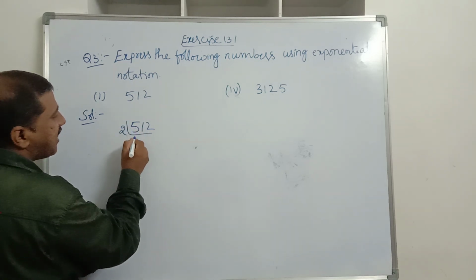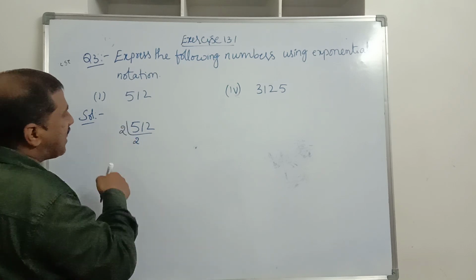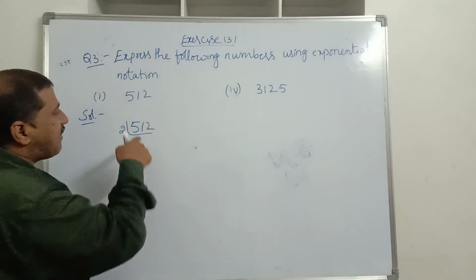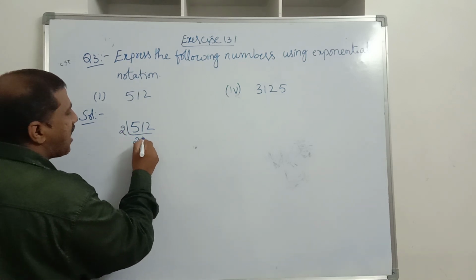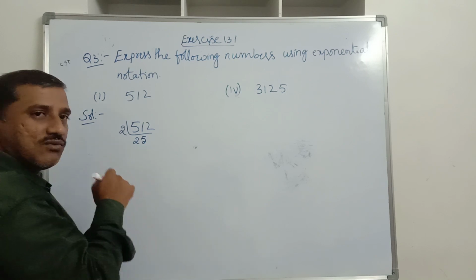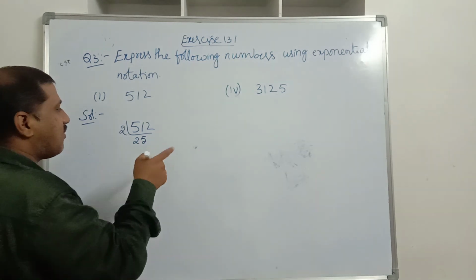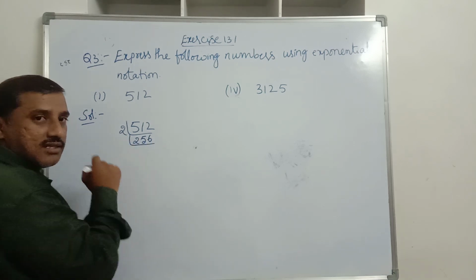So 5 is there here. 2 twos are 4. 5 minus 4 it is 1. Then bring 1. 1 with 1 it is 11. So 11 means 2 fives are 10. 11 minus 10 it is 1. Bring 2. You will get 12. 2 sixes are 12. So 256 is the next dividend.